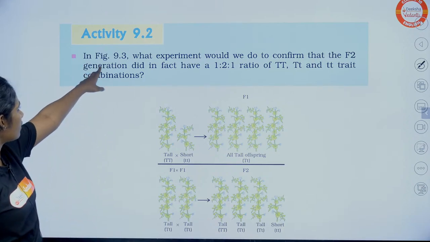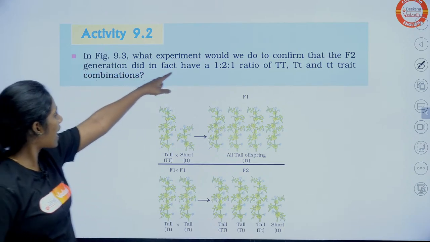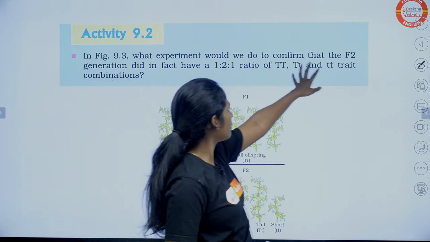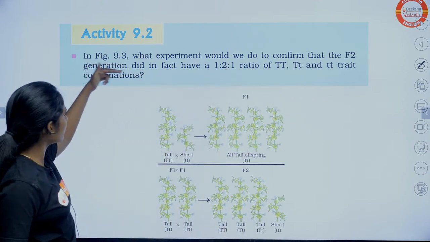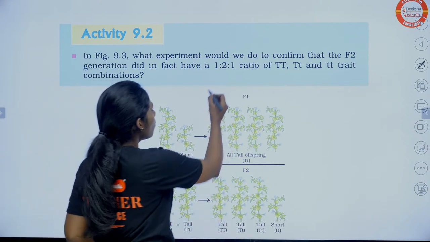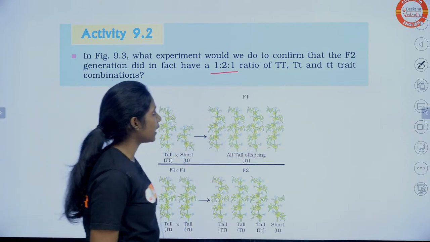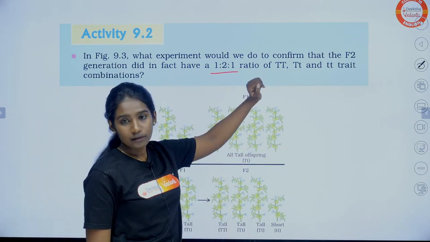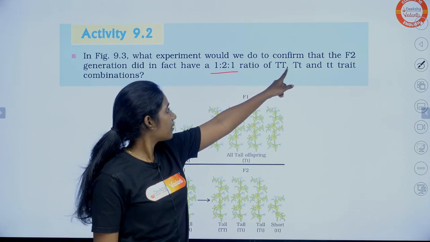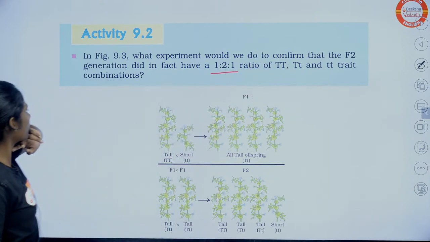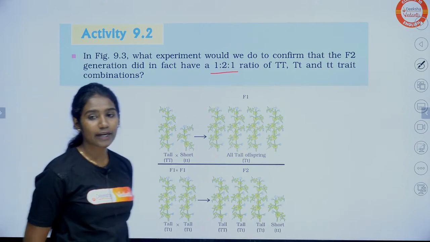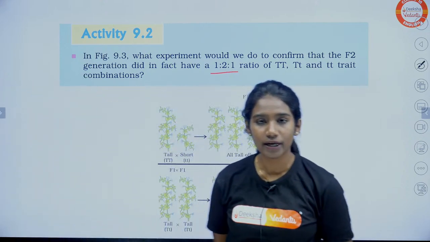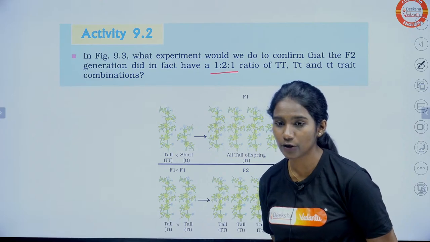See, now in the figure 9.3, what experiment would we do to confirm that the F2 generation did in fact have 1:2:1 ratio of capital T, small t trait combination? So already I told you this, right? How will you find out the genotype? How will you confirm the genotype?